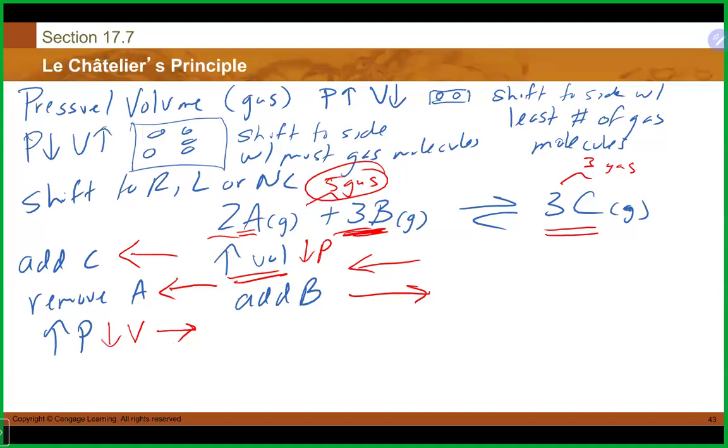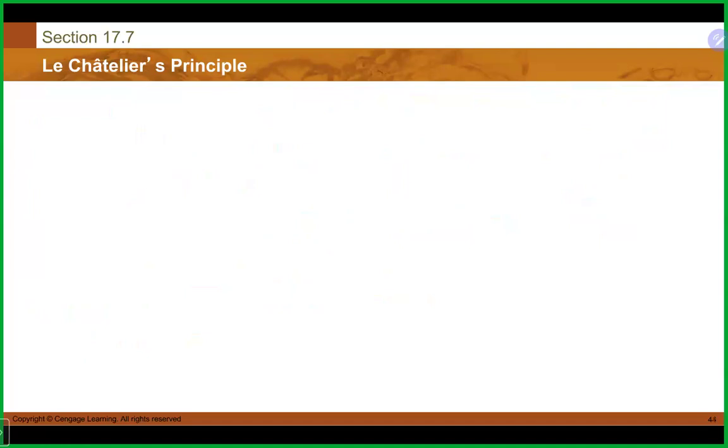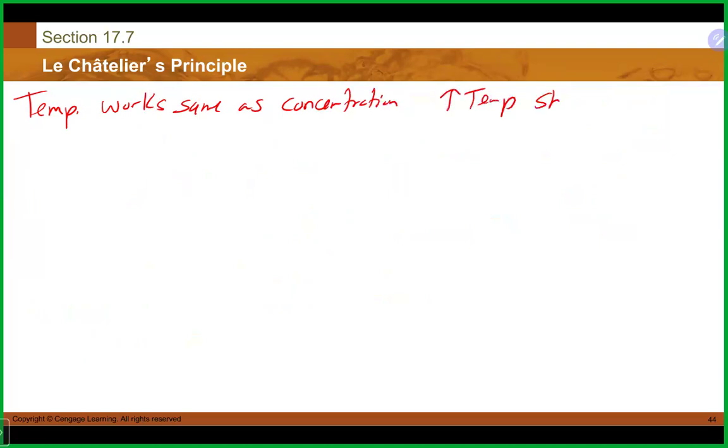All right, so now that we talked about pressure and volume, the last couple of things that can affect Le Chatelier's principle is temperature. And the good news about temperature is it works the same as concentration, which means if you increase the temperature, it should shift away. And if you decrease the temperature, it should shift towards.